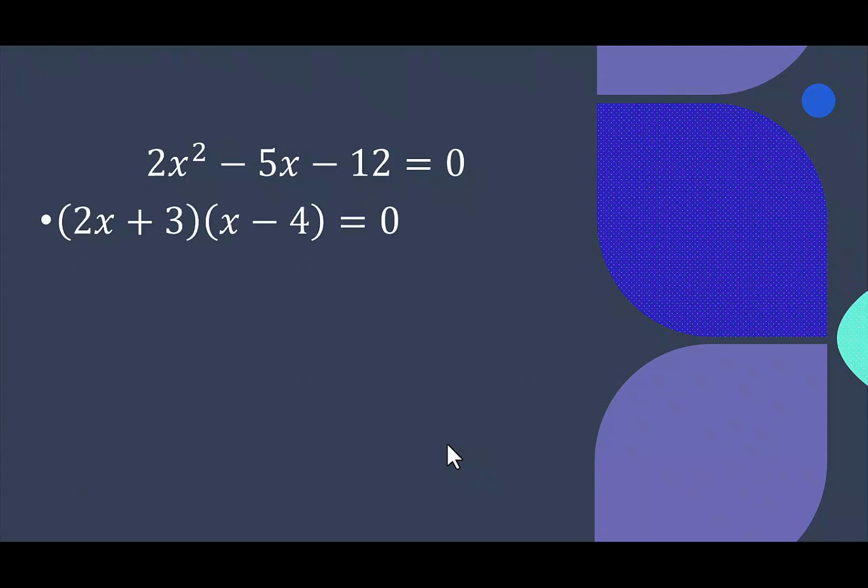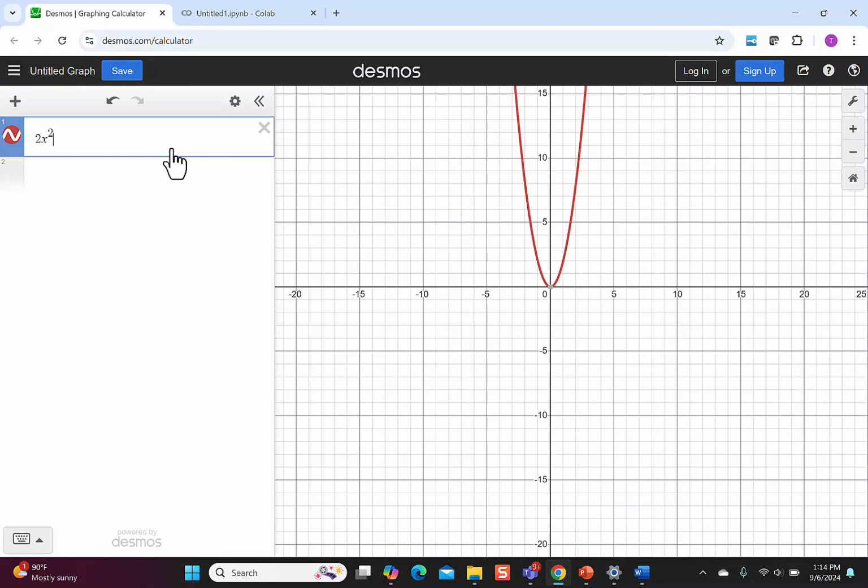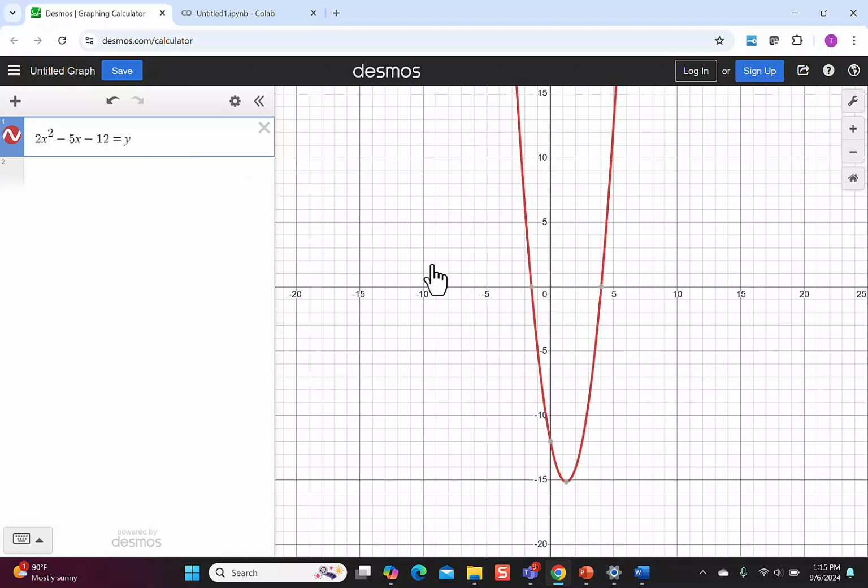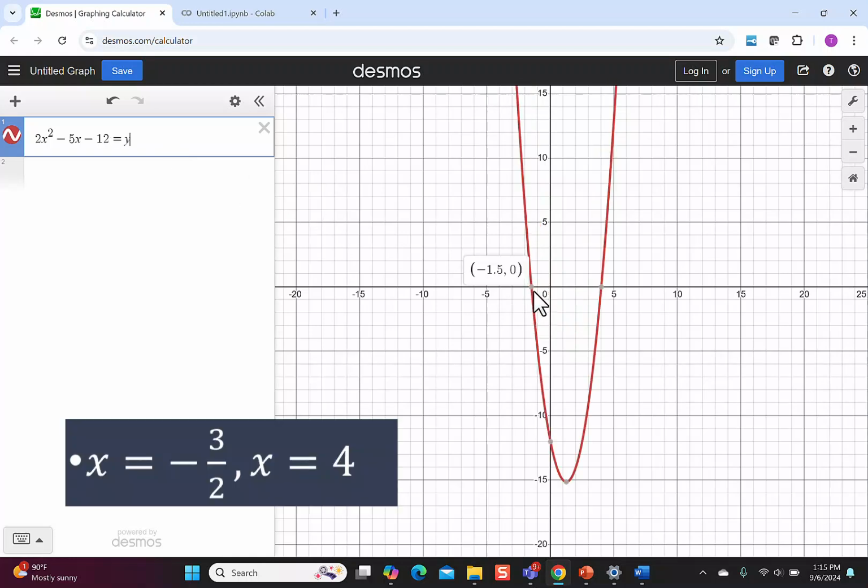Let's look at 2x squared minus 5x minus 12 equals 0. Again, we factor 2x plus 3 and x minus 4. This says 2x is negative 3, x is positive 4, so x is negative 3 halves and x is equal to 4. So I'll type 2x squared minus 5x minus 12, and we'll say equals y. I can see the solutions of negative 1.5, which is equal to negative 3 halves, and positive 4.